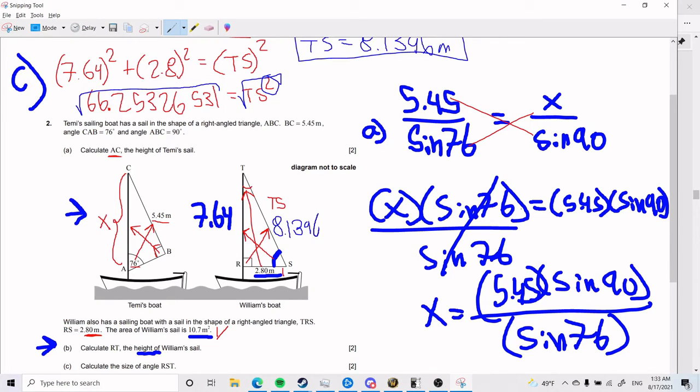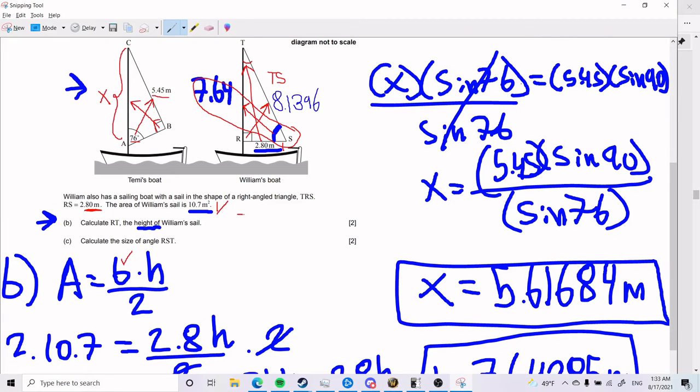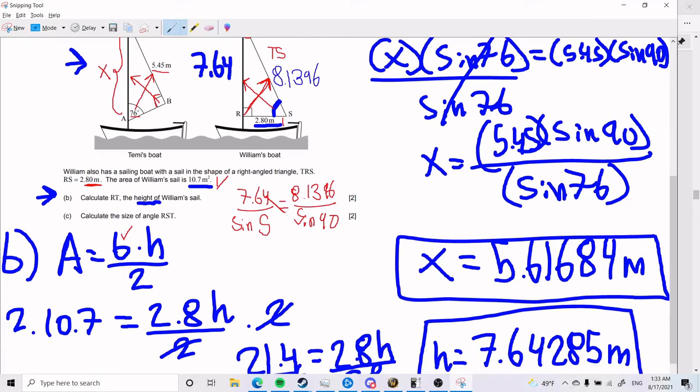And so now that we have the last side, we can now work with the sine rule with the pairs. And so here we're going to have the first pair, which is this one here. So that is going to be 7.64 divided by sine S, we will call it S because it is the angle that is in here, equals 8.1396 divided by sine 90, which would be this pair with that. So the two pairs we're working with are the two lines that are currently drawn. So we're going to go ahead and solve for sine S.